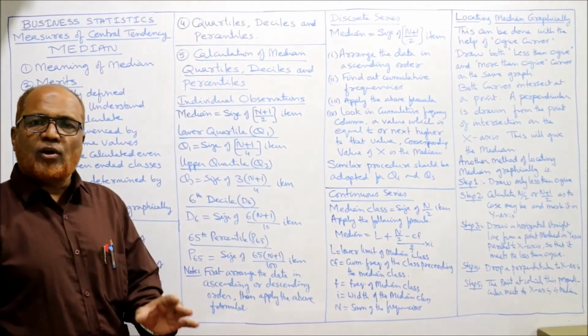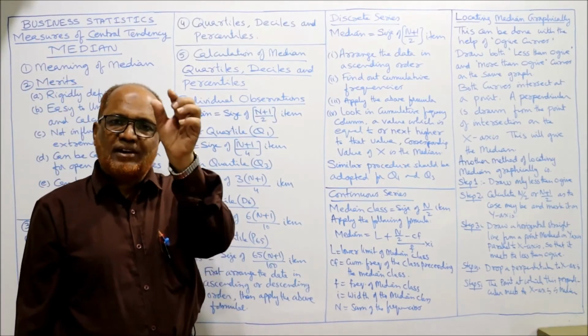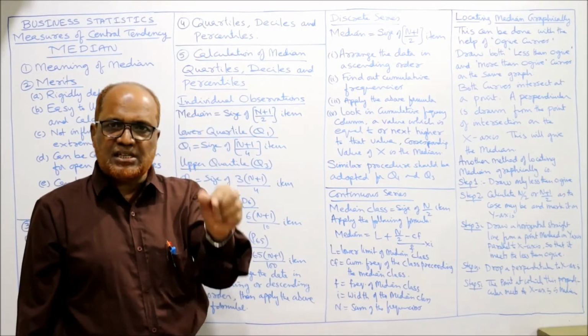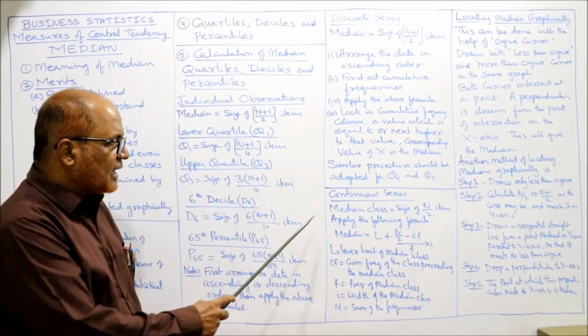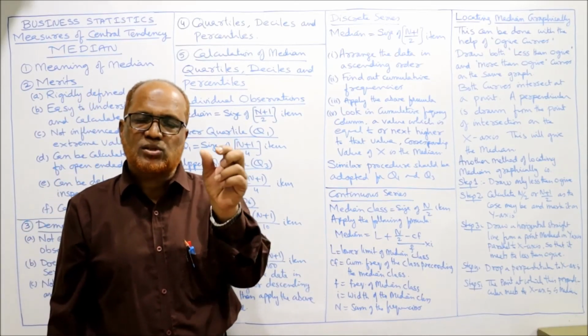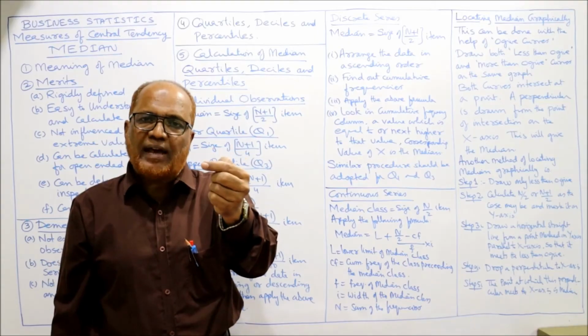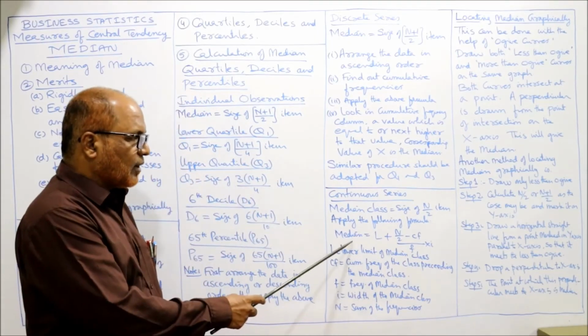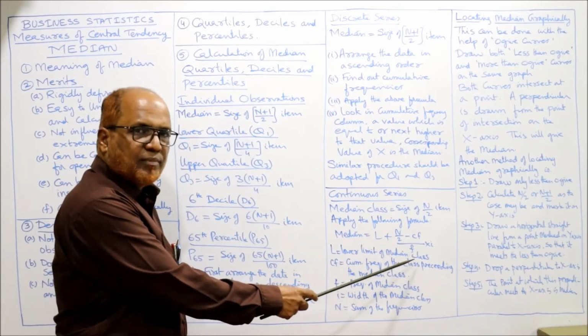CF. First of all, if it is a continuous series, we will make the CF column. After arranging the data in ascending order, make the CF column. Apply the formula: median class is equal to size of n/2. Whatever value comes, that is the median class. After getting the median class, apply the formula: median is equal to L plus (n/2 minus CF) by F into I.